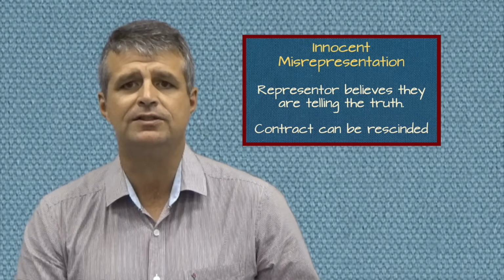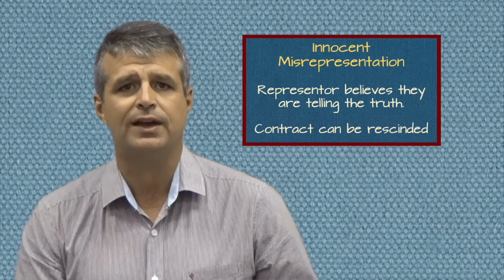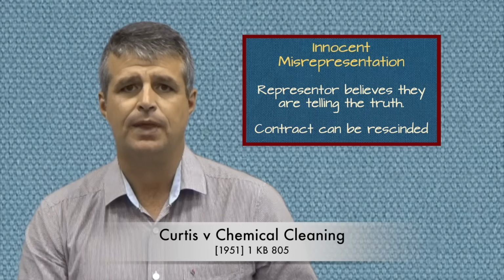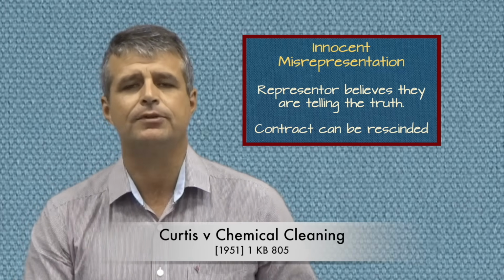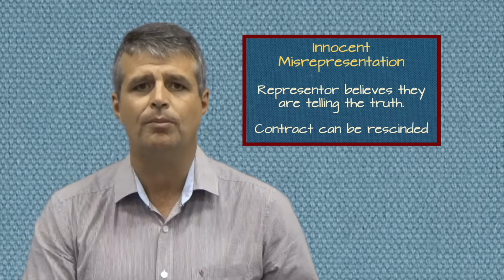So let's say we've met all of those requirements. What is the effect of a misrepresentation? Well, it depends. You see, there are three types of misrepresentation: innocent, fraudulent, and negligent. Innocent misrepresentation happens when the party doesn't know that what they're saying is untrue. They may in fact believe that they're telling the absolute truth. They've just got it wrong.